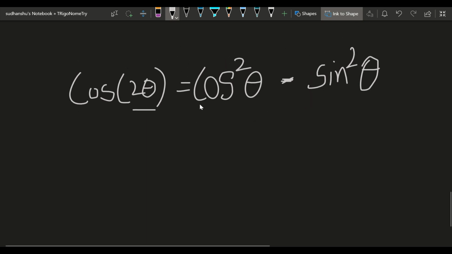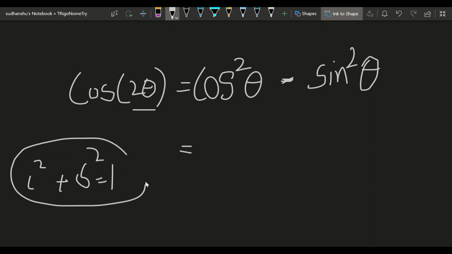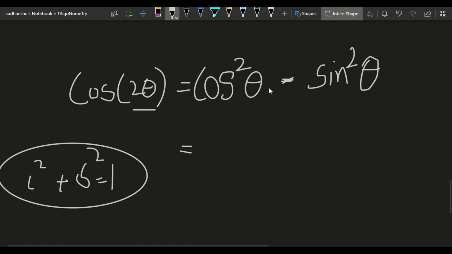So now if we have this formula, we can do one more thing, right? As we know, cos square theta plus sin square theta is equal to 1 for every angle. For every angle this is true. So this angle it also must be true. So we can write cos square theta as 1 minus sin square theta, or sin square theta as 1 minus cos square theta. You can just put the value here and you'll come out with something like this.